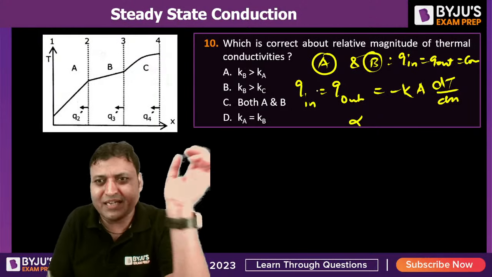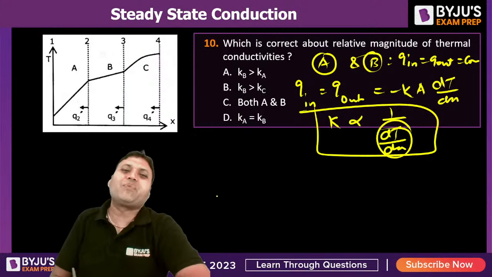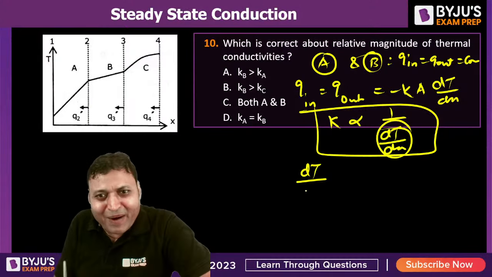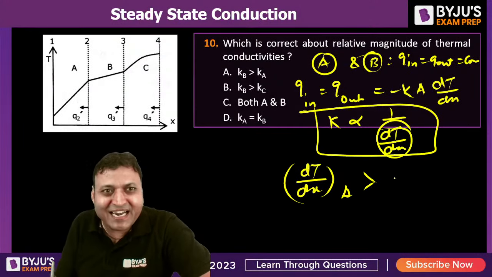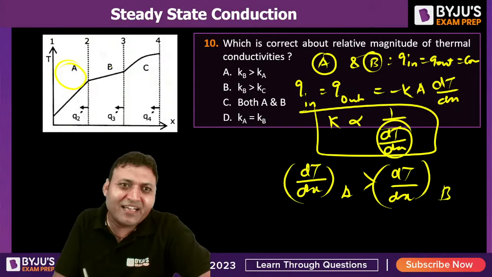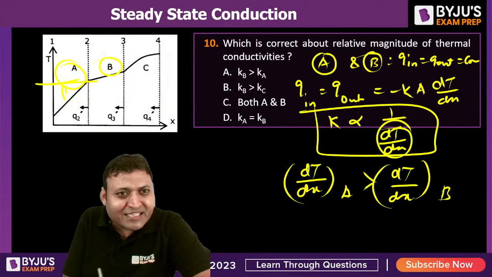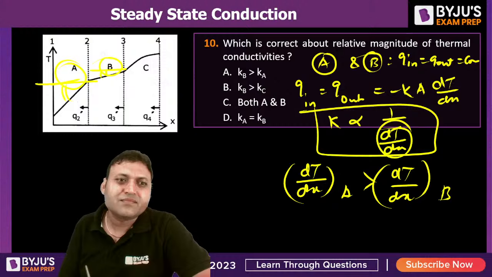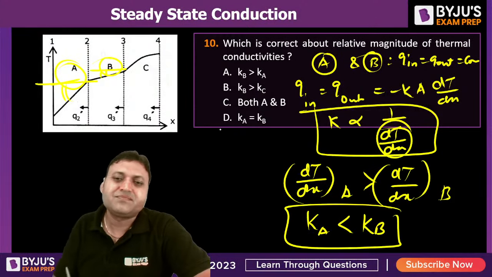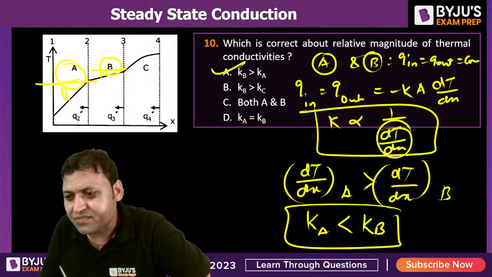Thermal conductivity is inversely proportional to dT/dx. So the slope of dT/dx for A is greater than dT/dx for B. That is the slope of the temperature profile. Slope is tan theta, and this angle is more compared to this angle. Slope is more in A, so the thermal conductivity of A is less than that of B. Option A is correct.